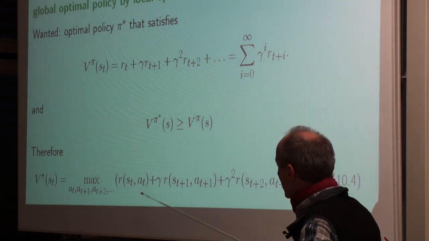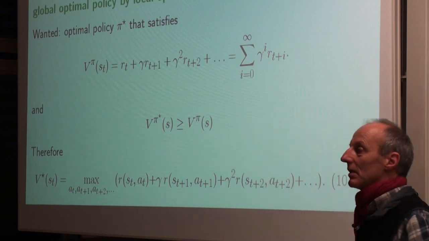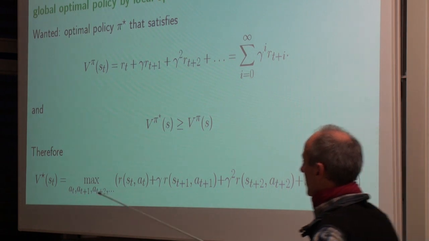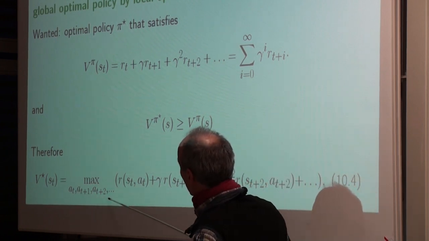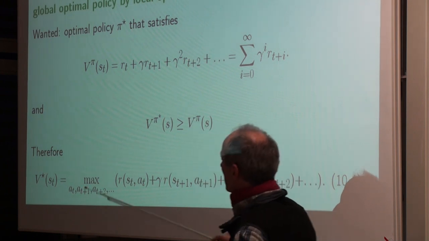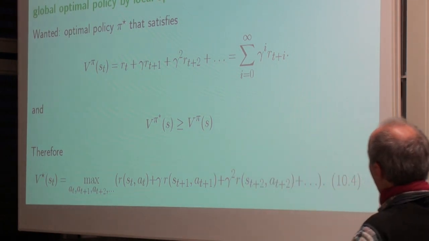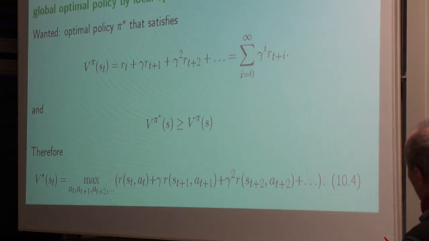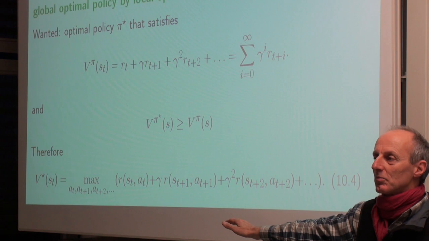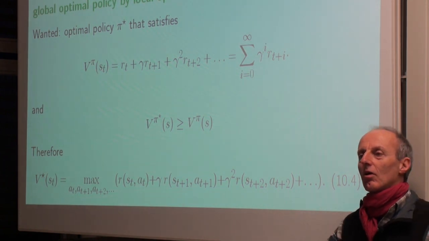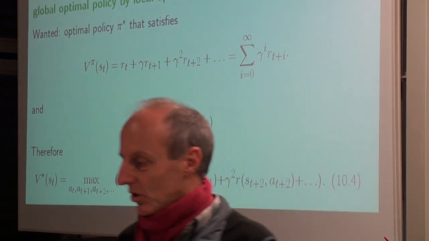And here I explicitly wrote the action at because we now maximize. Now we are searching the maximum over all actions: over the first action, the second action, the third action, and so on. And here you see how the Bellman assumption is being applied. We do not only maximize over the first action, but also over all the later actions. We could stop here, but then we would have to evaluate all possible policies. And that would take us too much time. So let's continue.